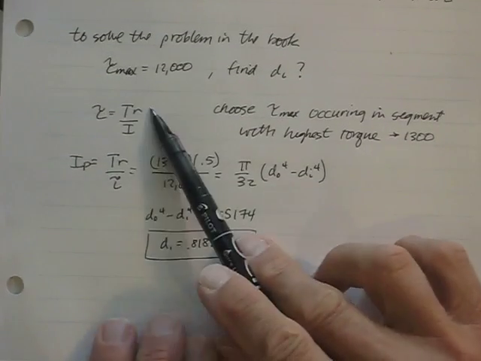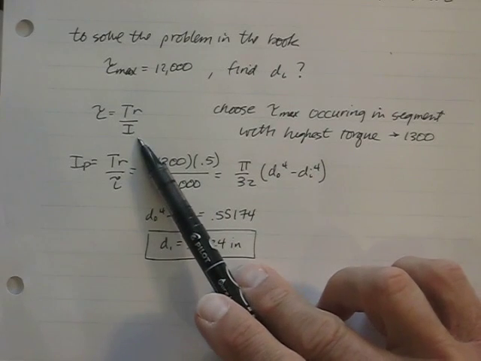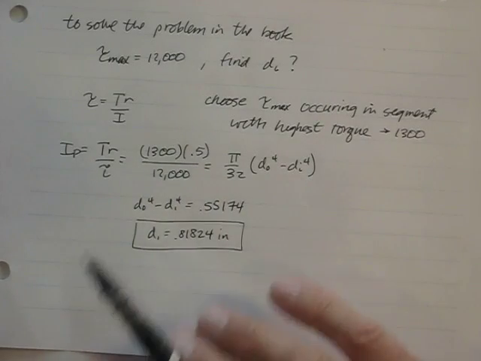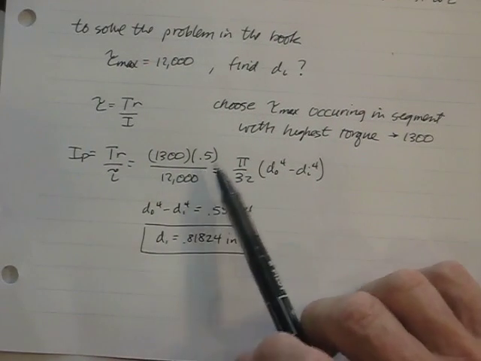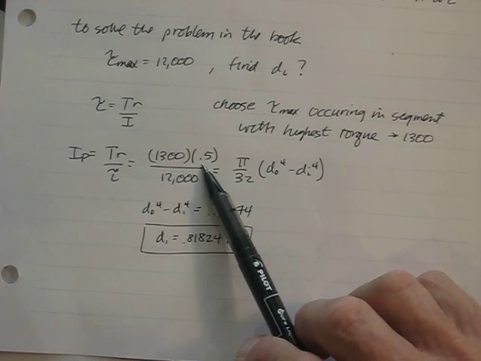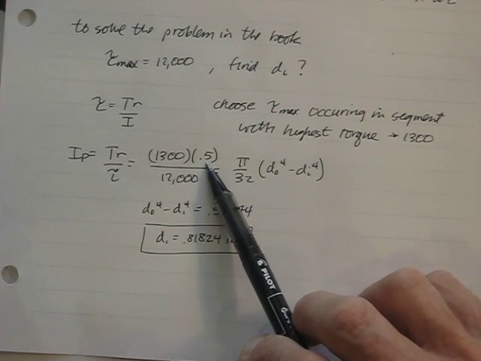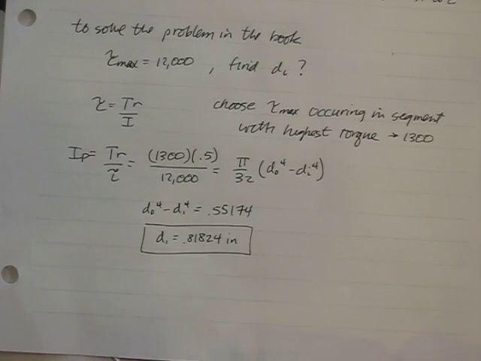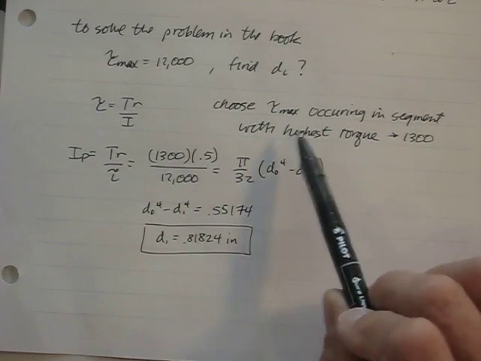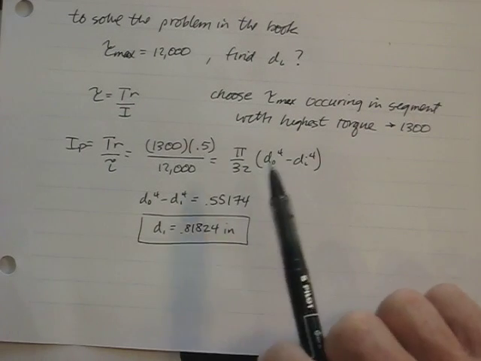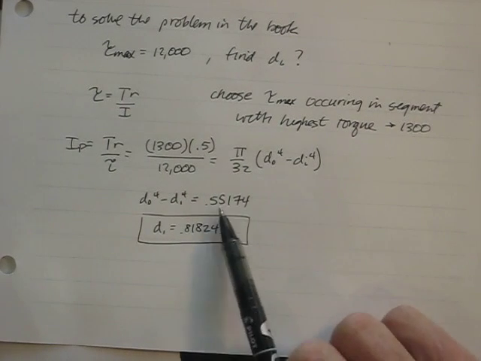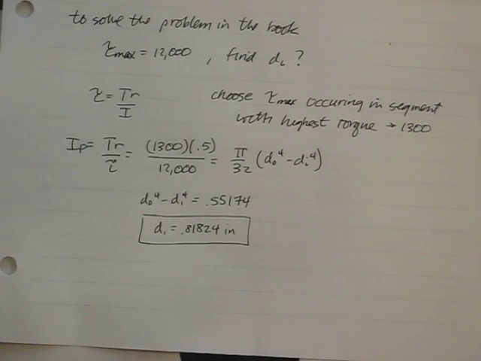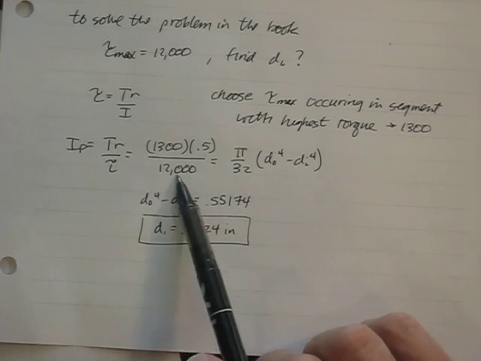So the stress tau is equal to TR over I. And we're going to say that it occurs at the outside of the bar. The bar was 1 inch in diameter, so the radius at the outside of the bar is going to be 0.5. In the book, it's actually a tube, and we're trying to find the inside diameter of the tube such that the maximum stress is limited to 12,000.